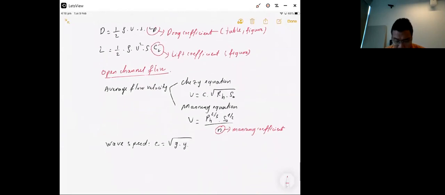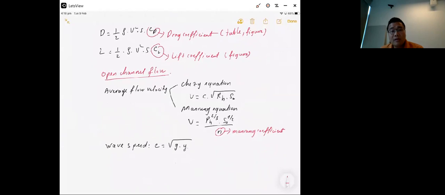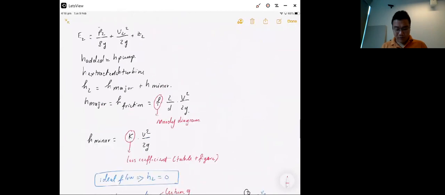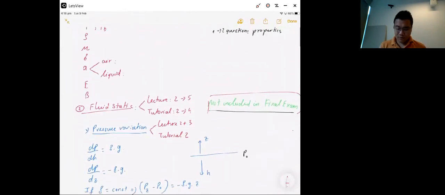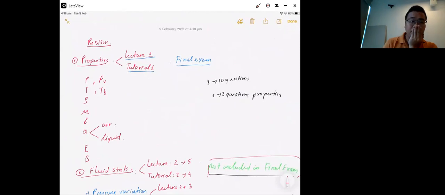Open channel flow is what we studied yesterday. We have equations to find average flow velocity based on the Chezy equation or Manning equation, where n in the Manning equation is the Manning coefficient you can find from the table. And we have the equation to find wave speed, c equals square root of g y, where y is the depth and g is gravity. This is everything about fluid mechanics this semester.